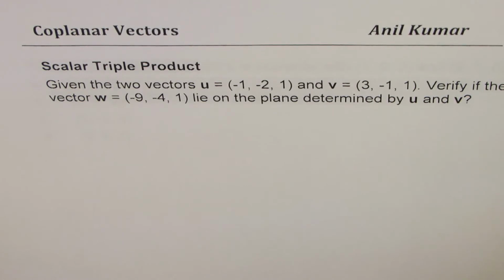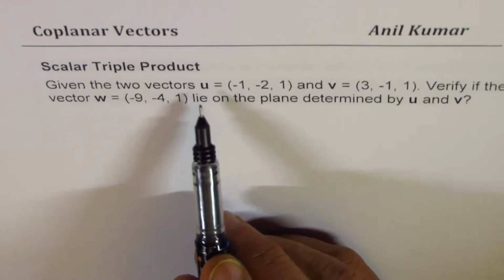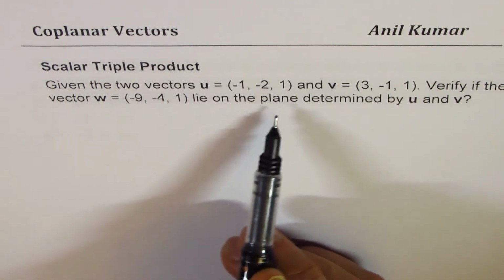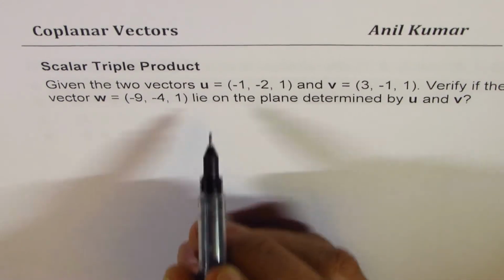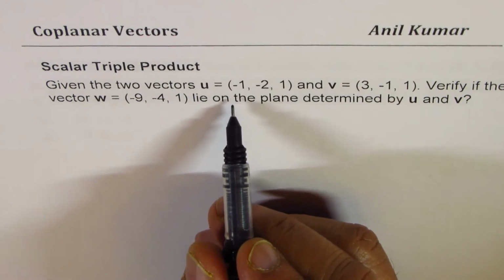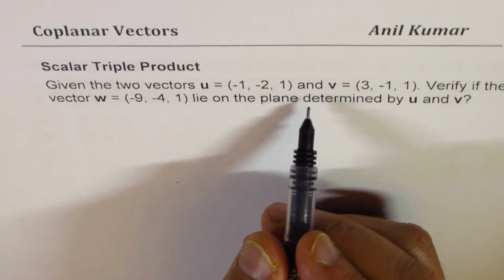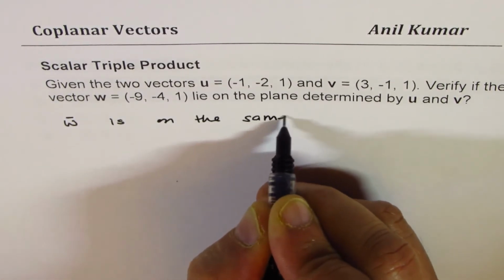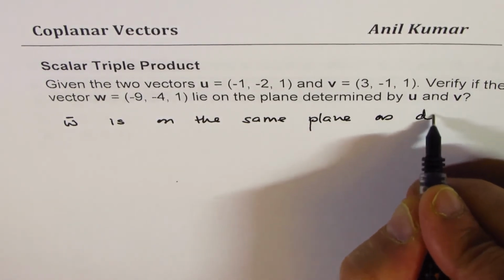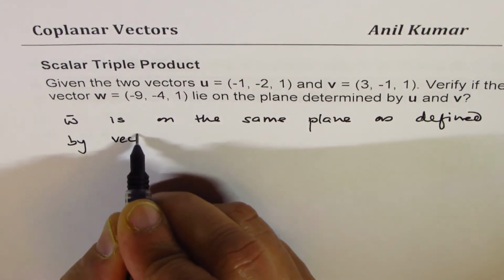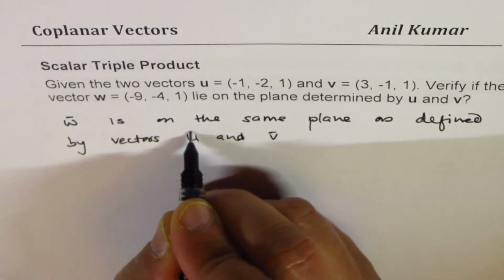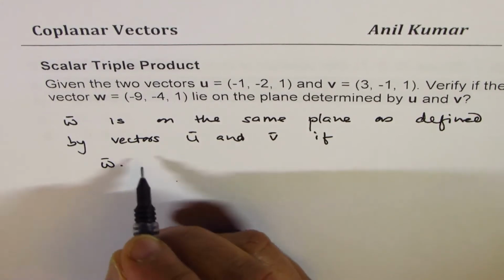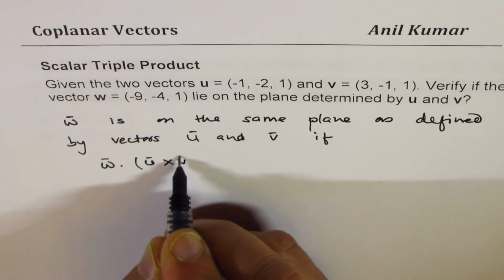Now let's understand how to do the same thing using the scalar triple product. The question here is, given two vectors U and V, verify if the vector W lies on the plane determined by U and V. In this case, we don't really have to write it as a linear combination. We just need to verify. From the concepts which you have learned, we can say that W is on the same plane as defined by vectors U and V if the scalar triple product, that means W dot U cross V, is equal to 0.